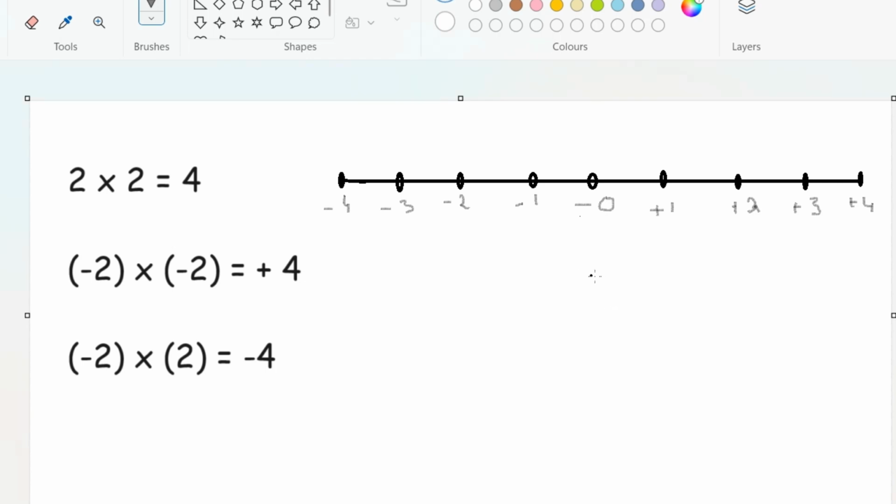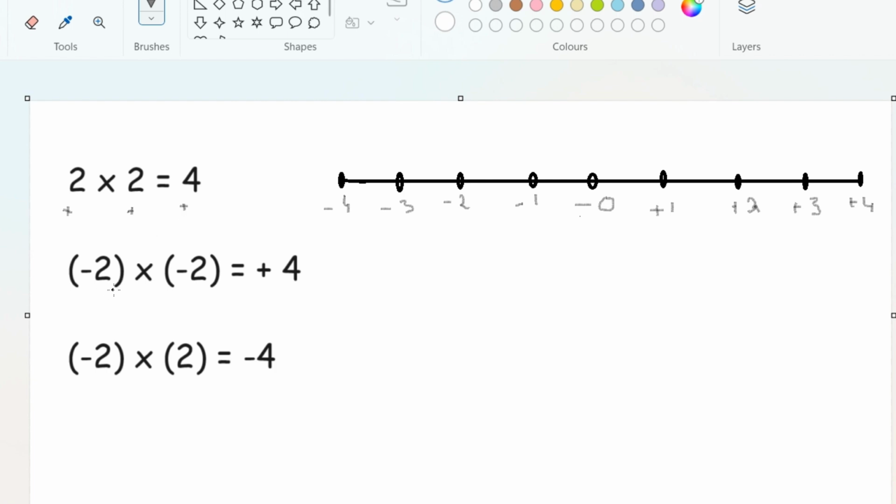Hello. So in this video, we'll try to understand how these basic multiplication operations are being done on a number line. How can you visualize those? So here I have mentioned that 2 into 2, 4. So we know that when there is no sign, we take it as positive. So this is basically plus 2 into plus 2, and the result is plus 4.